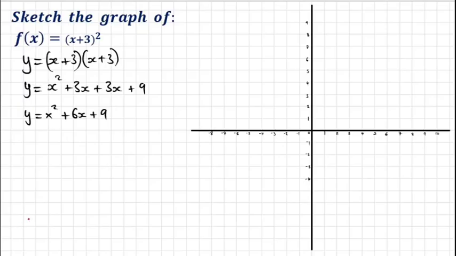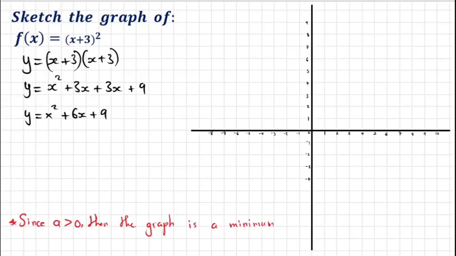For the first one, we can clearly see that the coefficient of x squared is positive. So description number 1, we can say since a is greater than 0, where a is the coefficient of x squared, then the graph is a minimum.